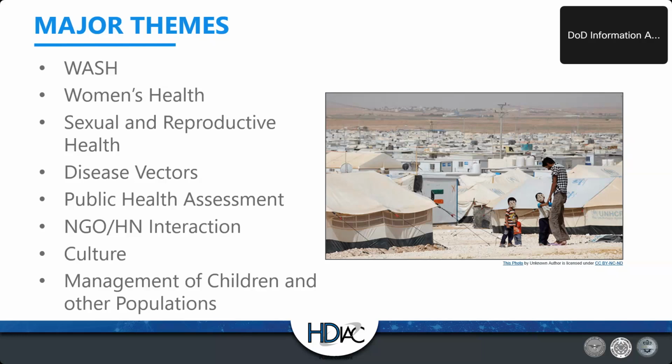Obviously, the sexual and reproductive health for both men and women. Disease vectors, very important to anybody who's been around the public health sector for any amount of time. Disease vectors being things like mosquitoes, but we can't forget that in a lot of areas of the world, you may have dogs that are roaming kind of wild and other animals that might be bringing things like rabies or carry fleas. So it's not just mosquitoes and things like that.